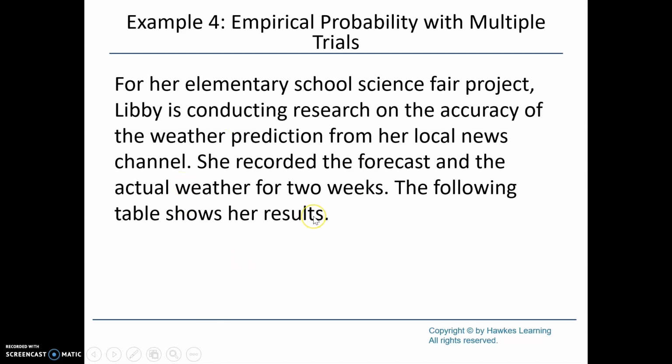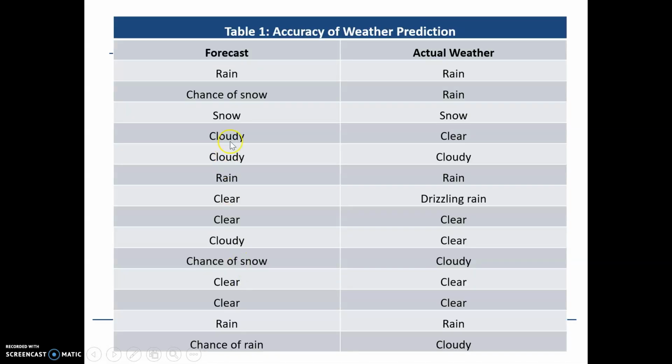So for example here, we have Libby. She was researching the accuracy of the weather prediction for her local news, and the table next will show her results for 2 weeks. So the forecast predicted rain, chance of snow, cloudy, and so on. And then this is actually what happened on that day. So Libby recorded what the news said, what the weather station said, and then she also recorded what happened on the day for the weather.